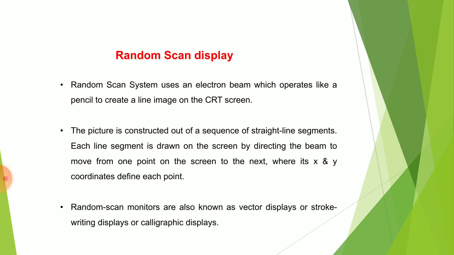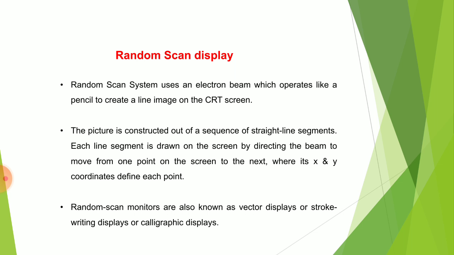In random scan display, the electron beam operates like a pencil to create an image. To create a picture or image, the electron beam is passed to the screen. In this method, the electron beam operates like a pencil to create the picture. The picture is constructed by a sequence of line segments.